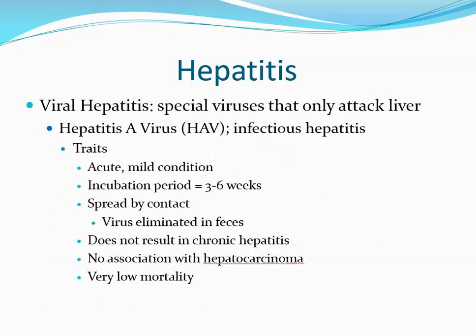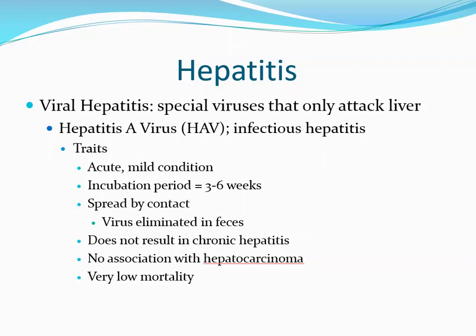We're going to focus on viral hepatitis first. This is caused by a special group of viruses that only attack the liver. The first of these viruses is the hepatitis A virus. This causes infectious hepatitis. The traits of this disease: it is an acute form of hepatitis, a relatively mild condition.